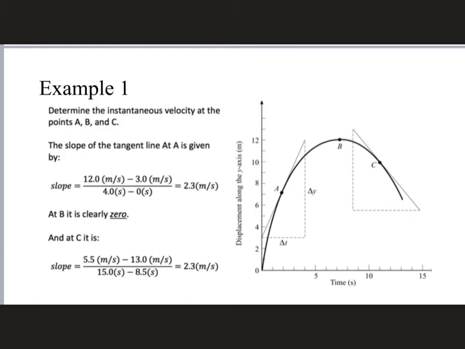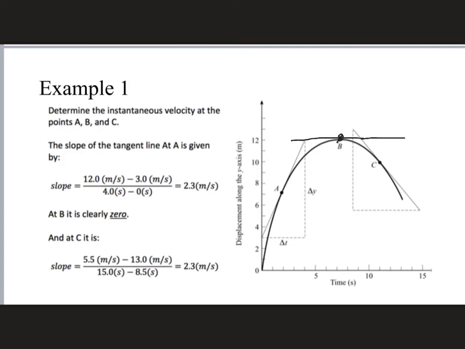And you can see that the slope here is clearly in the positive direction. Now, at point B, you can see that that's basically where the thing turns around.